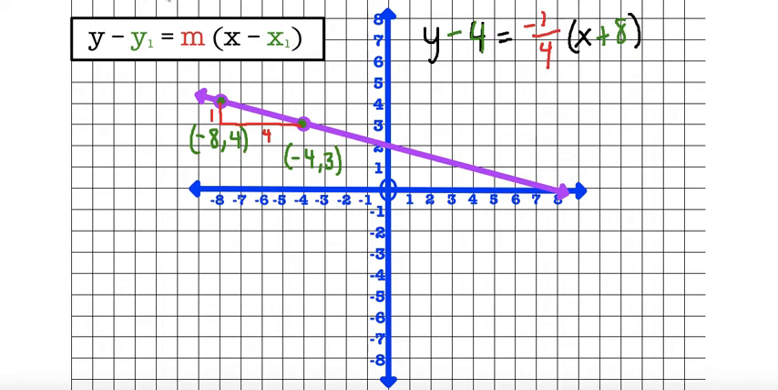And again, if you wanted to rewrite this using the other coordinate, it would simply be y minus 3 is equal to, the slope is still the same, so negative 1/4, and then I have x minus -4, which is the same thing as x plus 4. And that's it for this one. And remember that these two are equivalent. It does not matter which point you pick as long as you pick one point and you don't mix up this y value with a different x value.